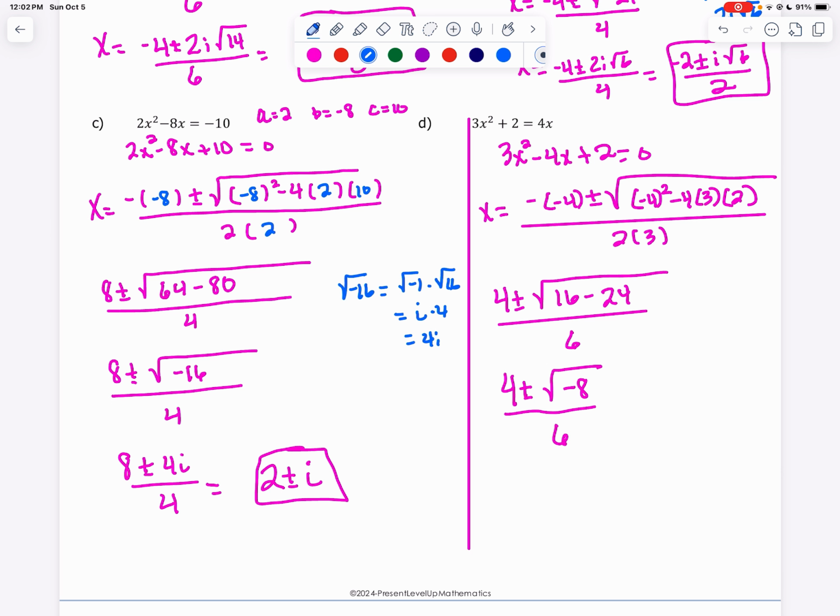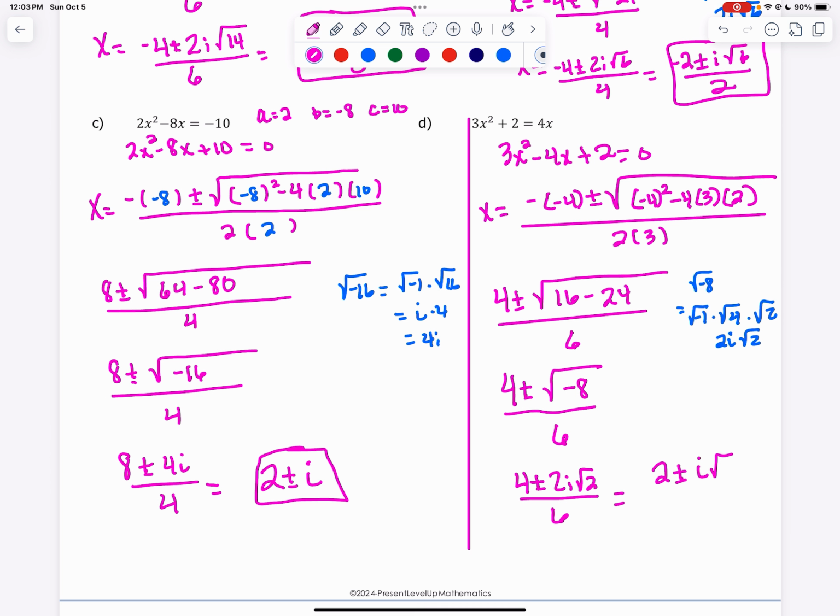Now square root negative 8 is square root negative 1 times square root 4 times square root 2. So that would be 2i square root 2. So 4 plus or minus 2i square root 2 over 6. Now all of those coefficients will divide by 2. So 4 divided by 2 is 2, plus or minus 2i divided by 2 is i. 6 divided by 2 is 3. So final answer. And that concludes today's lesson, solving quadratic equations using the quadratic formula.